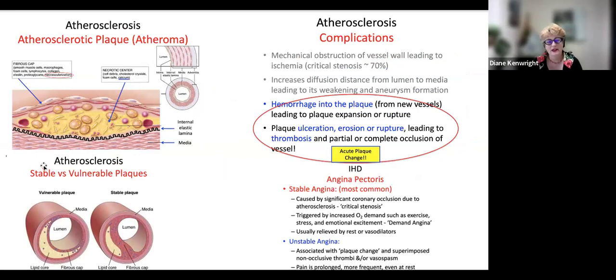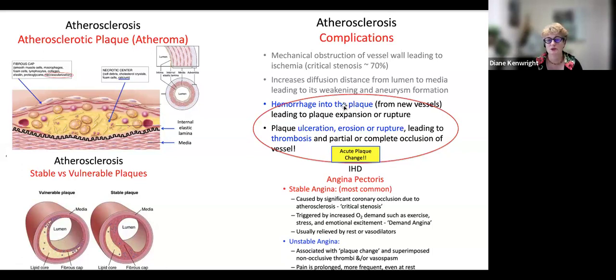Now, in atherosclerosis, there are stable and vulnerable plaques. So a stable plaque has got a really thick fibrous cap. And people with a stable plaque tend to have stable ischemic heart disease, which manifests as stable angina. People with vulnerable plaques have unstable angina and progress rapidly to myocardial infarction, particularly if this thin cap becomes ulcerated. So this is the big idea here, okay?